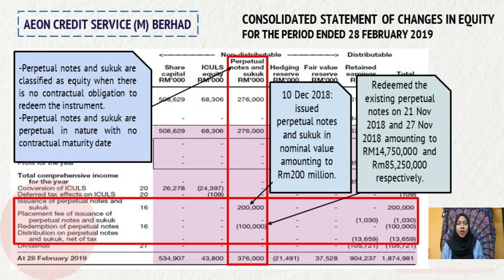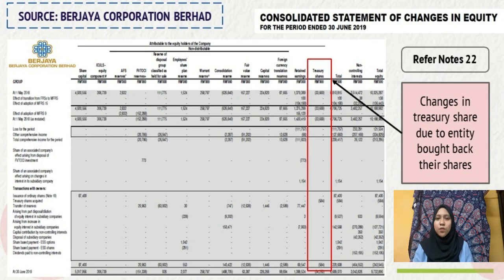In addition, same like ICULS, we also have perpetual notes and sukuk. Perpetual notes and sukuk are classified as equity when there is no contractual obligation to redeem the instruments, and they are perpetual in nature with no contractual maturity date. From the example, Ayan Berhad had issued perpetual notes and sukuk in nominal value amounting to 200 million, and also redeemed the existing perpetual notes amounting to 100 million. We will use Berjaya Corporation Berhad as our example in order to explain about the treasury share.